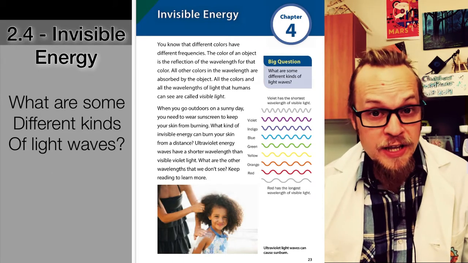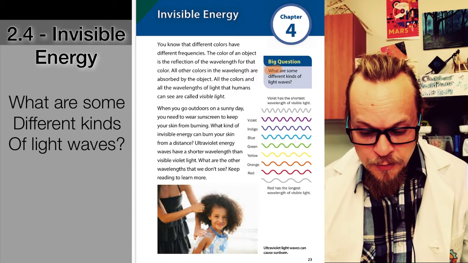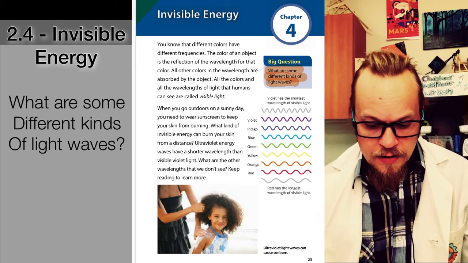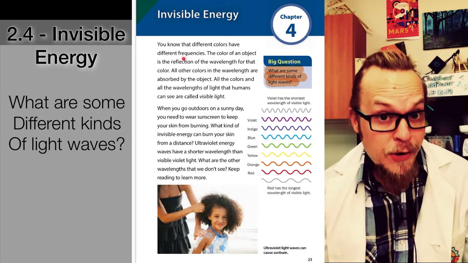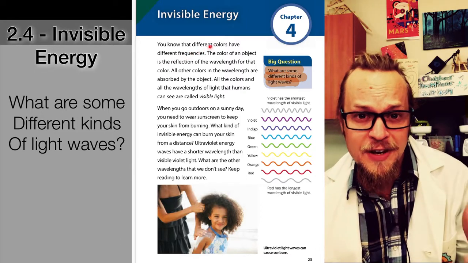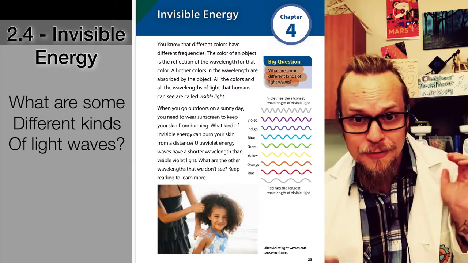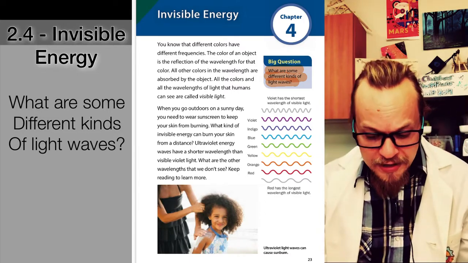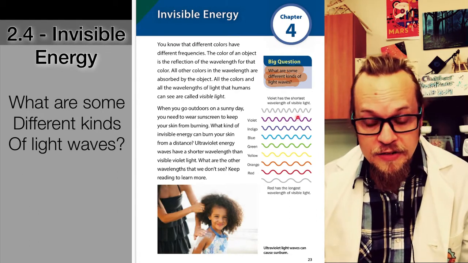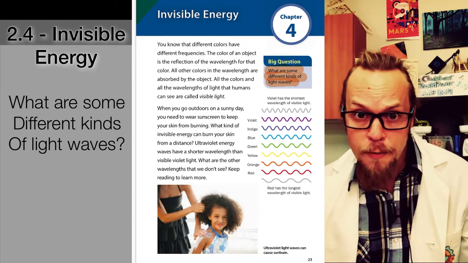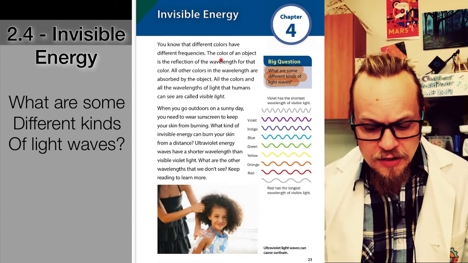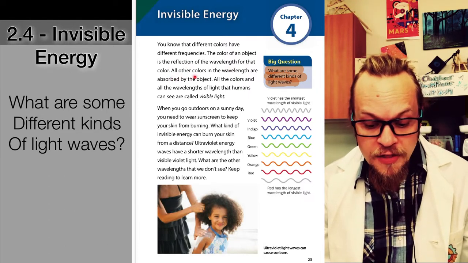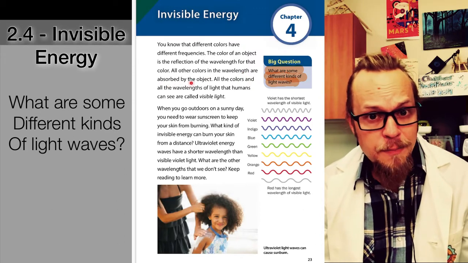Chapter 4, Invisible Energy. Our big question for today is: what are some different kinds of light waves? You know that different colors have different frequencies. We talked about this with photography and the light waves. Color has different frequencies. The higher the frequency, the more waves bounce in between, the cooler the color is, and the slower the frequency, the warmer the color would be. The color of an object is the reflection of the wavelength for that color. All other colors in the wavelength are absorbed by the object.